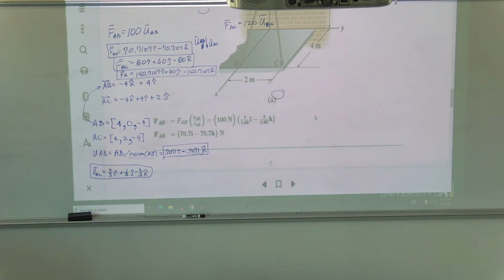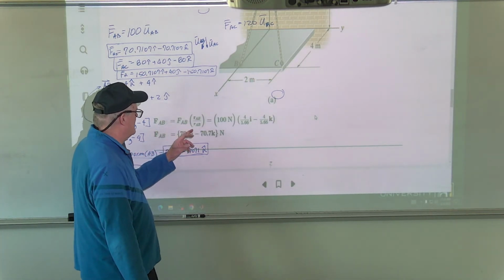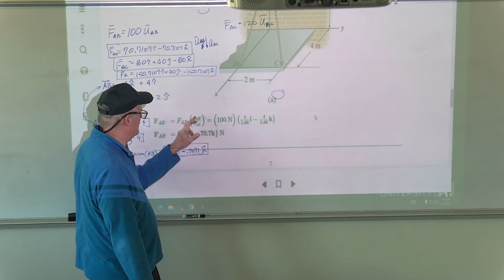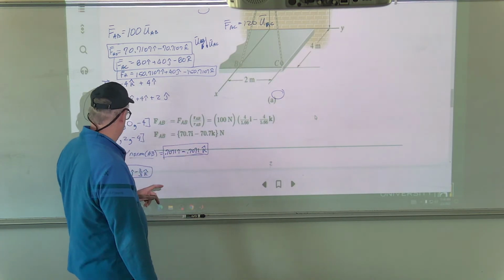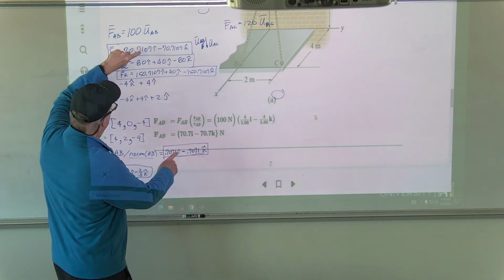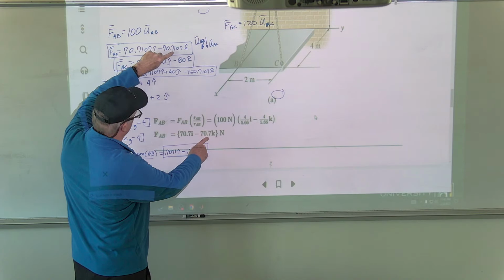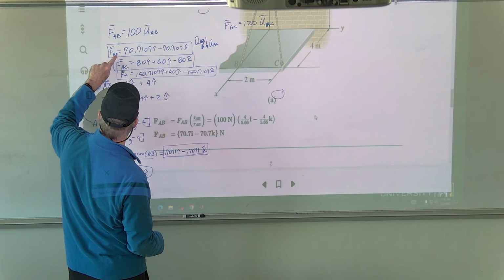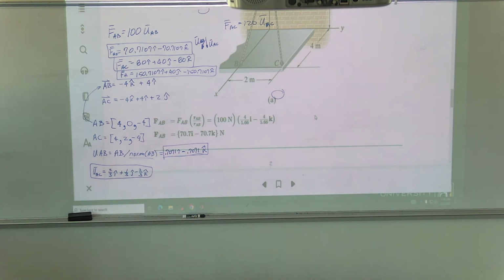Okay, there he goes. So he comes up with that vector. He says, I'm going to take this R over RAB. This is the magnitude, the 5.66. This is the vector itself. I'm going to multiply times 100. I get 70.7, which is this, minus 70.7K. So we get the same FAB. That's supposed to be a B, but it doesn't look like a B. So let's see what he does for the next one.